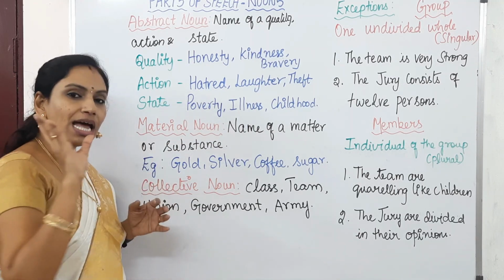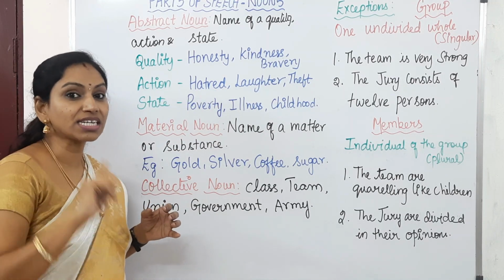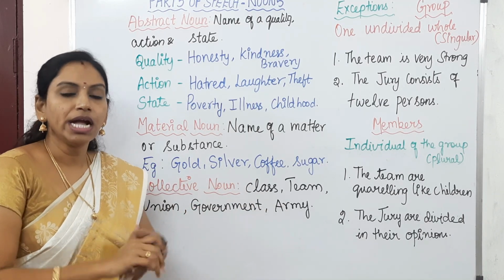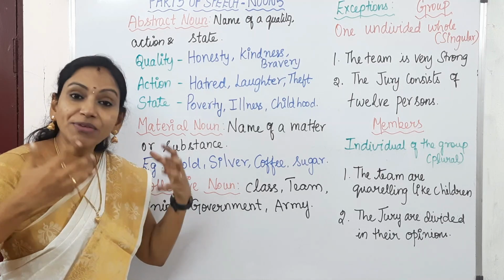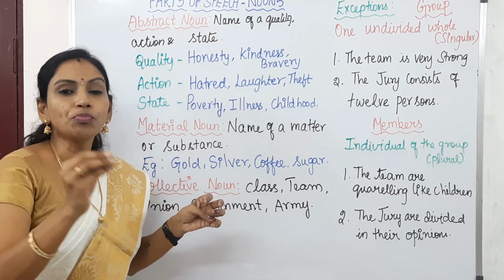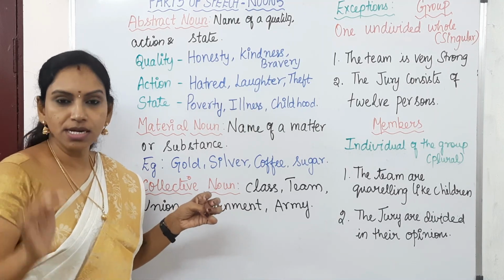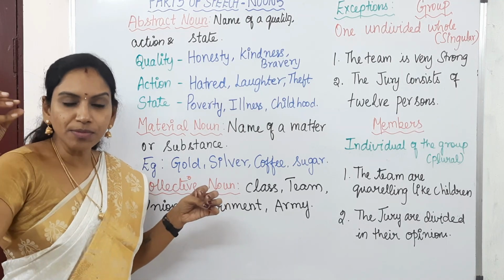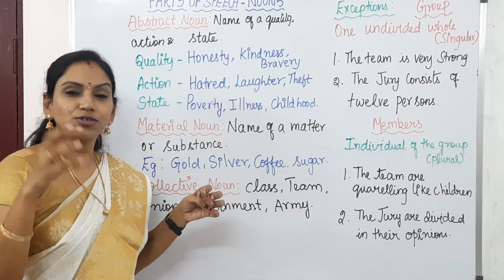Okay, next. The last type of noun is collective noun. Collective means a group of. When we are mentioning any noun in a group, we don't just call it by a group of players. You will have a special name when the same noun is in groups. So what are those names?